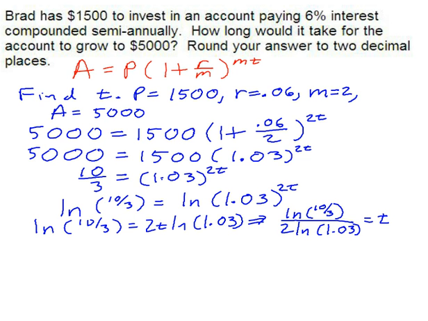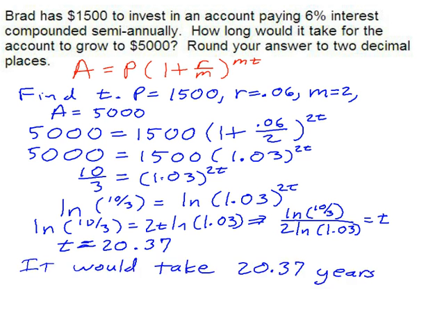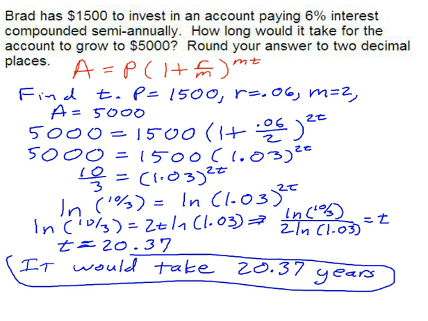And when you plug it into the calculator, here's what you would get. Rounding to 2 decimal places, we end up getting t is approximately 20.37. So writing this as a complete sentence, it would take about 20.37 years. So Brad better be patient because he has to wait a bit over 20 years. And that is our final answer.